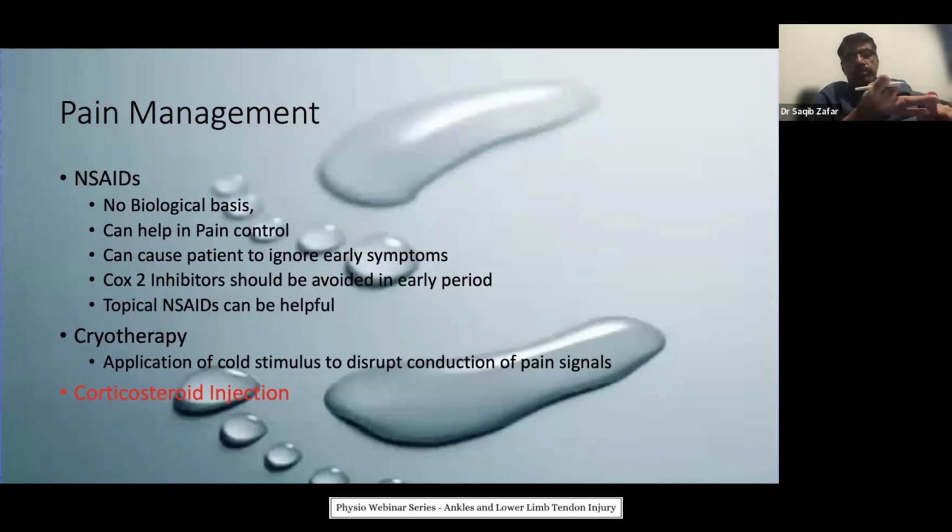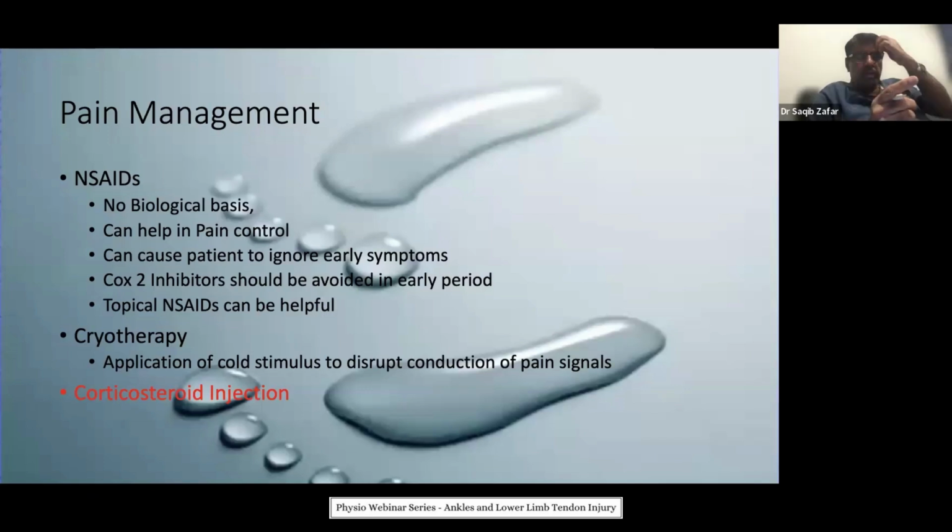In the chronic phases of tendinopathy, there's no inflammation, so steroids will have no role. Rather, steroids can have negative impact on tenocytes and collagen matrix, and it can predispose to tendon ruptures. We have seen sometimes cases where tendinopathy has been going on for some time, and as a response to injection, the tendon ruptures.